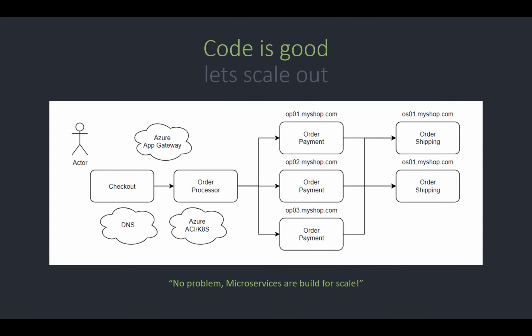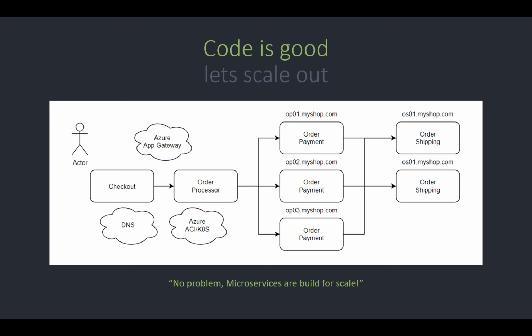So traditionally, what we will do is we will scale out and we'll create multiple instances of that one particular microservice. So now here we've scaled out, we've got one checkout, it seems to be doing well, we've got one order processor, and now we've got three instances of the order payment. Because we said, no problems, microservices are built to scale. But the problem that we've got now is we need to get this into production. And load balancing three different services can become challenging.